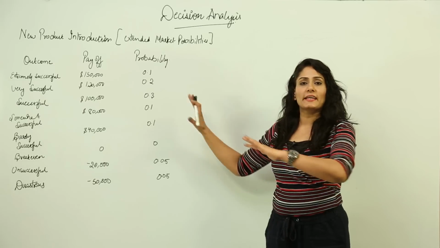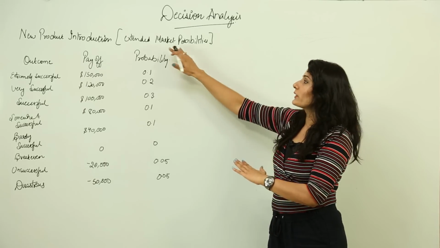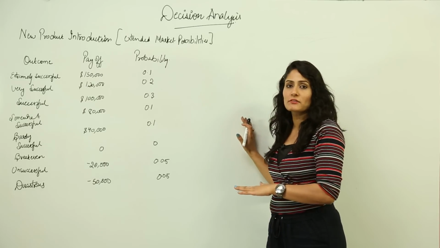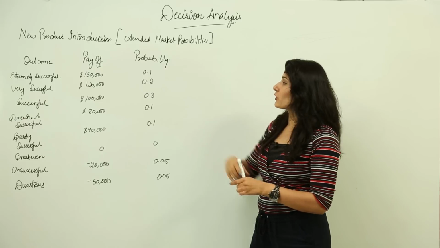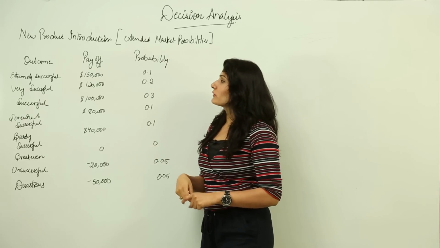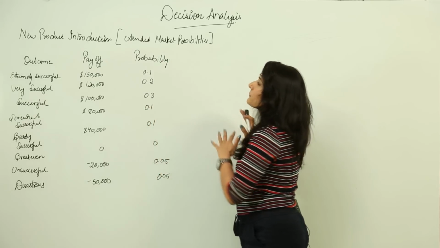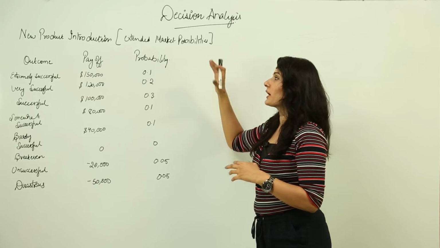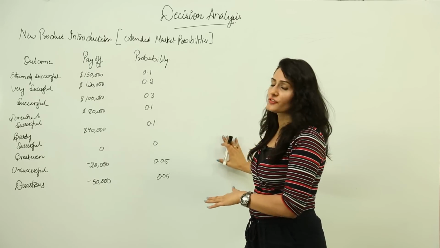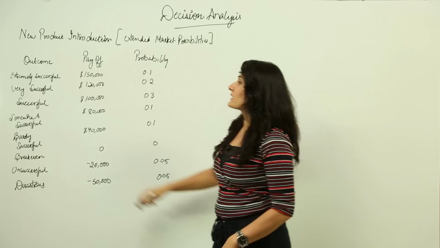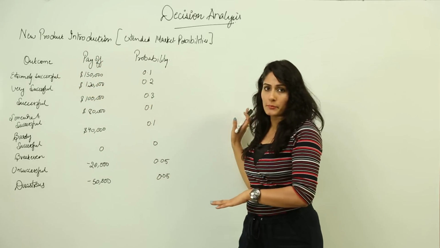So now I would be taking the same example but with extended market possibilities. This is my effort to complicate it a bit, right. So now when I have extended market possibilities, the payoff table for this new product introduction would look something like this. So it's the outcome, payoff and probabilities.